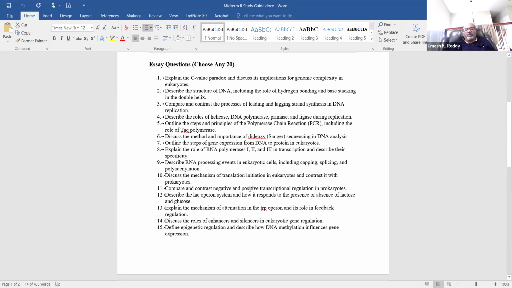Whereas in eukaryotes, it is always positive regulation. So what happens in eukaryotes? Mostly the default state of the genes is off. So the first point you need to mention for this question 11 is that the default state of prokaryotic genes is on, and the default state of eukaryotic genes is off, okay? So how will these switched-off genes get switched on?